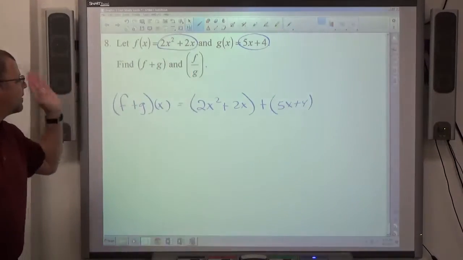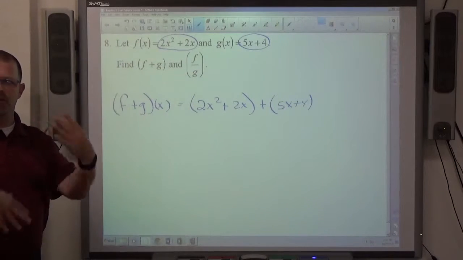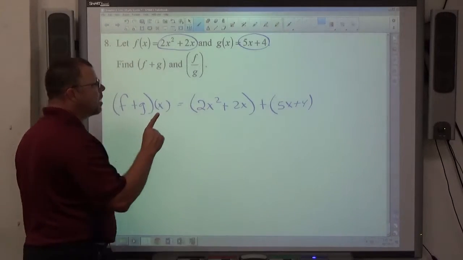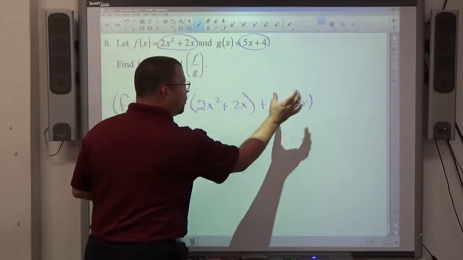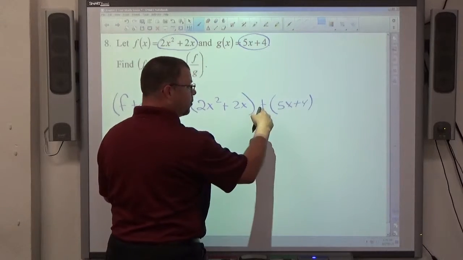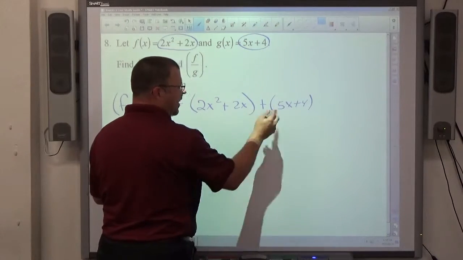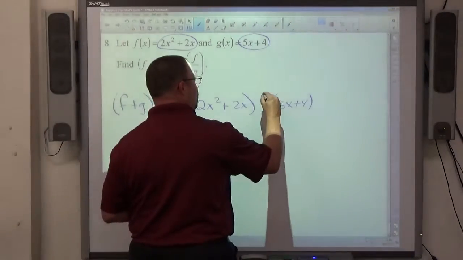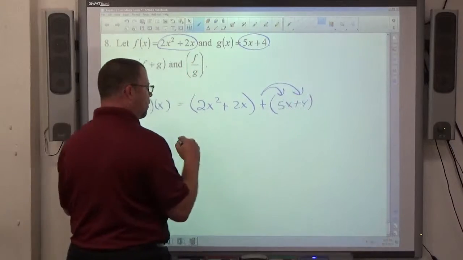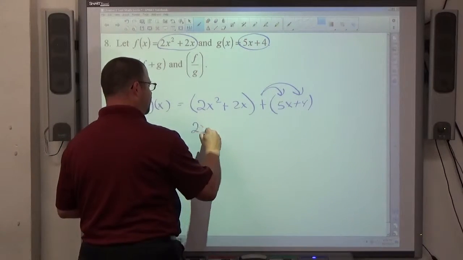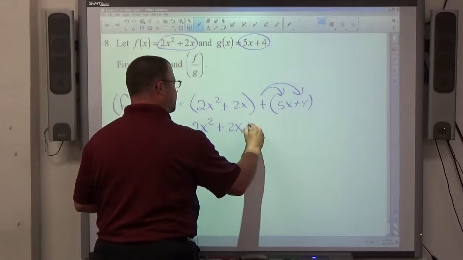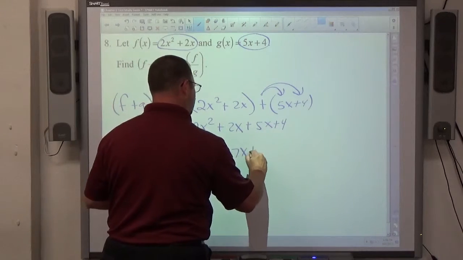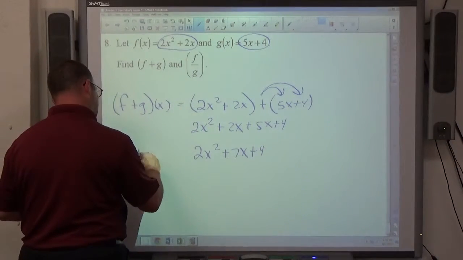Now, I could on the test ask you to do f minus g or f times g even. So any one of the operations is fair game in this problem. So be careful that f of x is a binomial, g of x is a binomial. Make sure you put parentheses. If this were a minus sign, that minus would distribute. A plus sign doesn't, but again, if it is a minus on the test, that might happen. So distribute is what would happen. So I get 2x squared plus 2x plus 5x plus 4, which comes out to 2x squared plus 7x plus 4. That's f plus g of x.